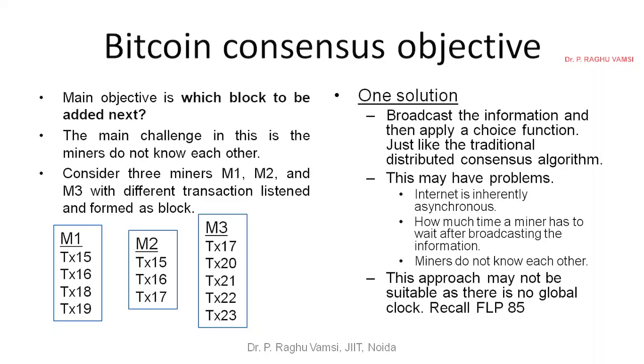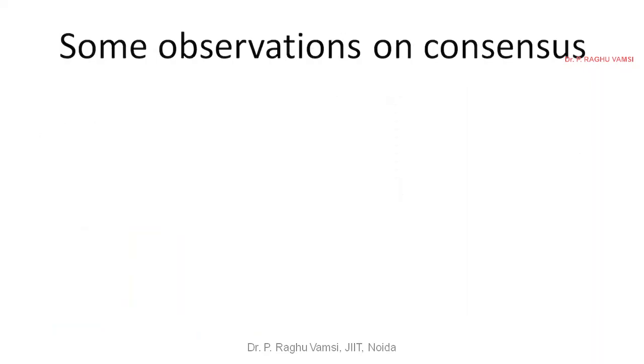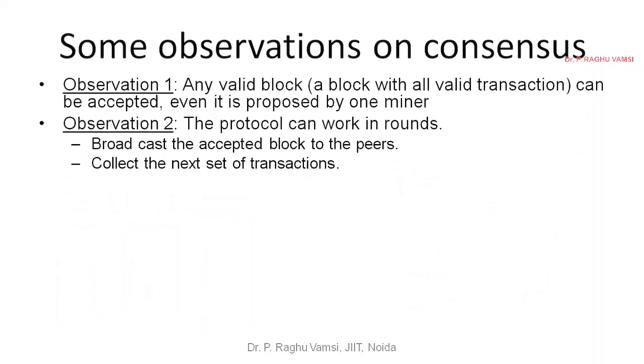So because of these problems, this approach is not suitable, as there is no global clock. Just to recall the FLP85 impossibility theorem: if there exists breakage or network failure or any other thing, it is very hard to reach consensus in such networks. So we'll make some more observations and think whether any other possibility exists.